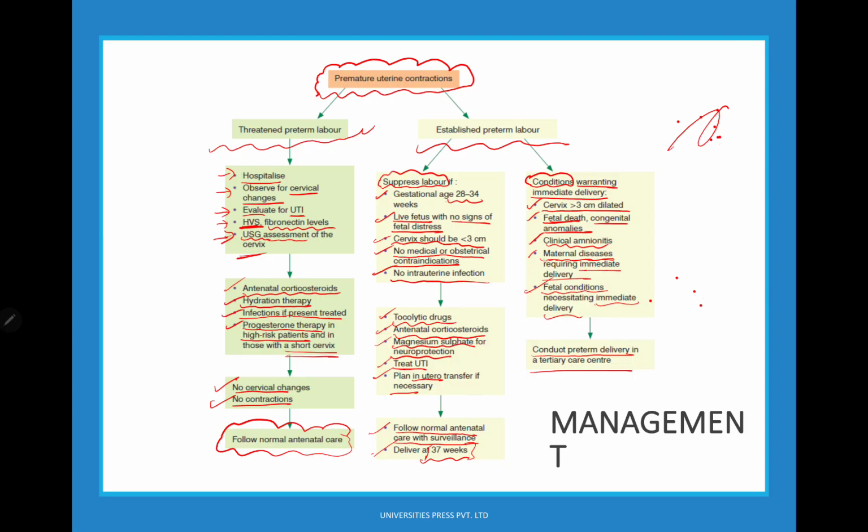So these are the three scenarios. In threatened preterm labor, basically there will be no delivery at all. I'll just follow normal antenatal care after hospitalization, doing the investigations and giving the required medications. And if there's an established preterm labor, I can either suppress the labor, or if there are conditions warranting immediate delivery, I will conduct a preterm delivery in a tertiary care center. So this is the management of preterm labor.